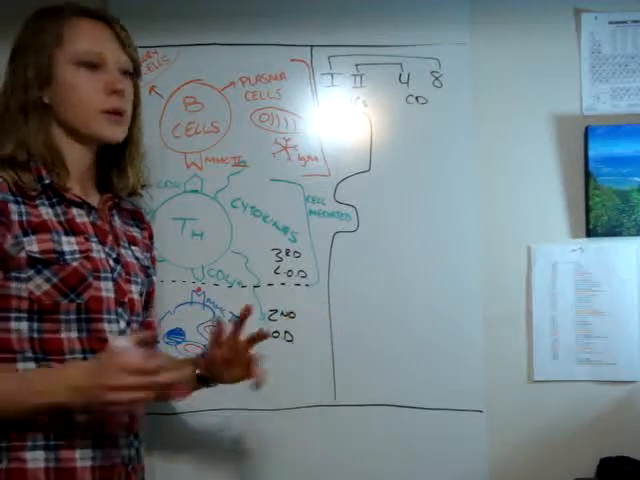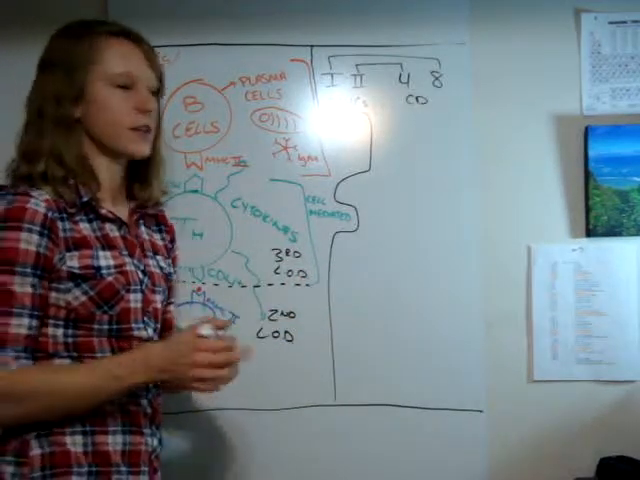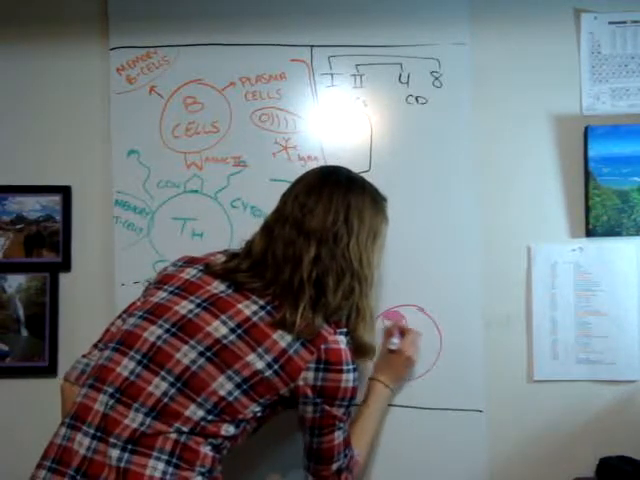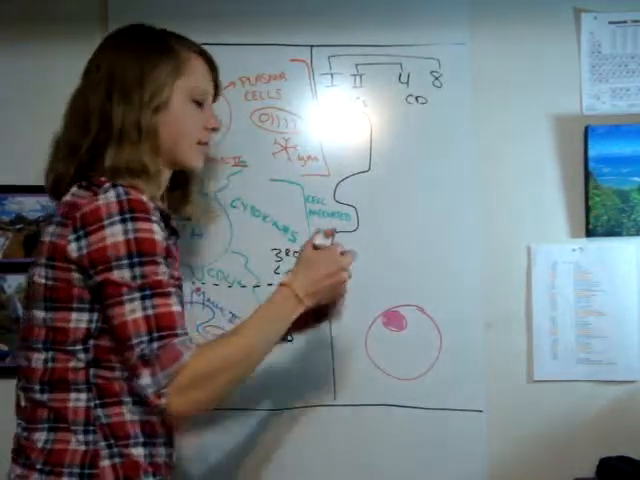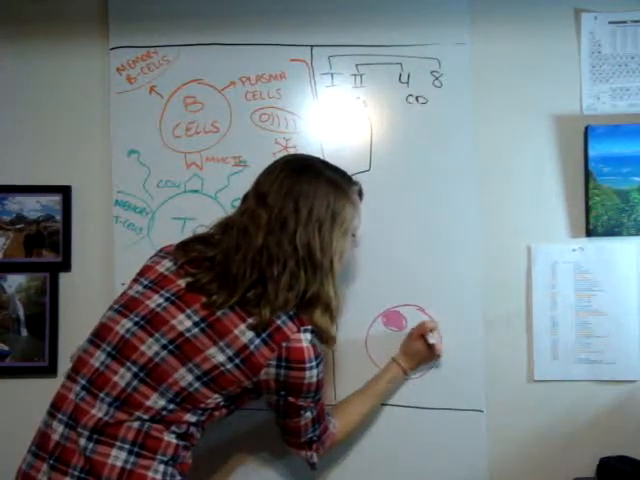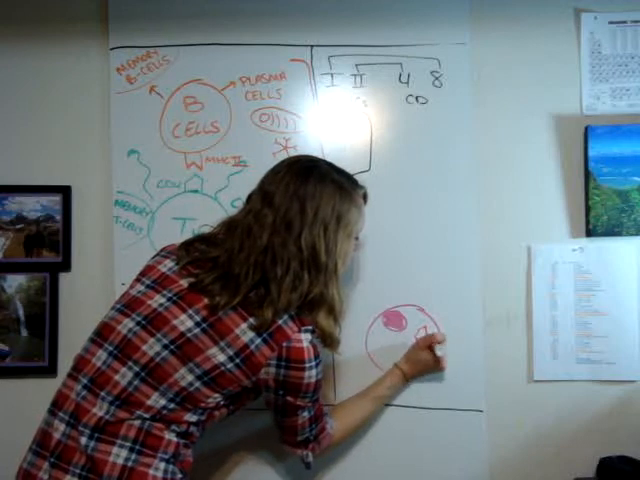So let's just use a typical cell on your finger, some epithelial cell. Okay, so this is a cell on your finger. Don't get freaked out about that circle, it's just the nucleus. Okay. Now we're going to say that this cell is infected with a virus.